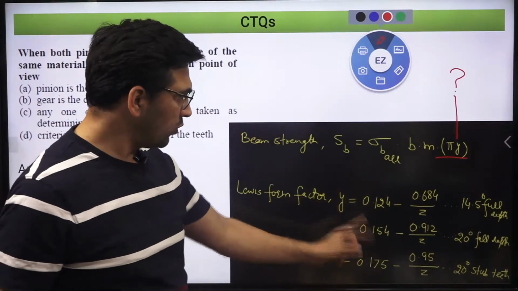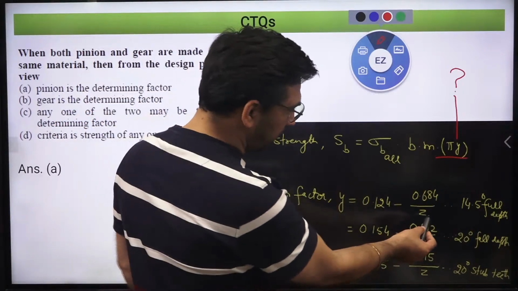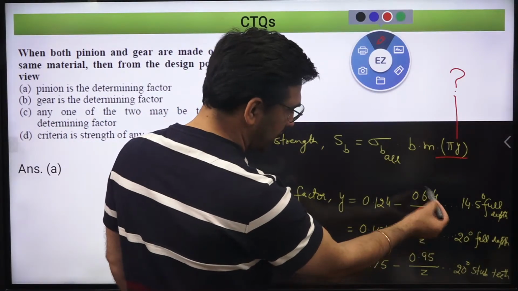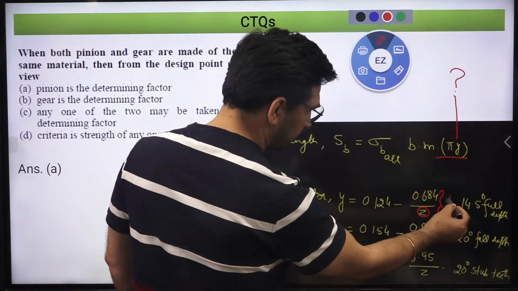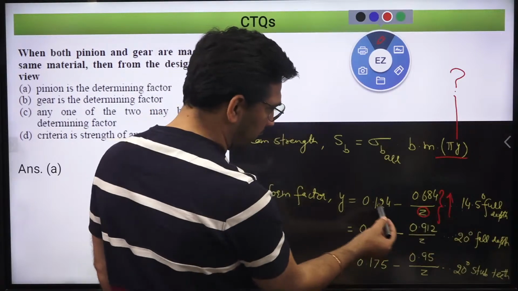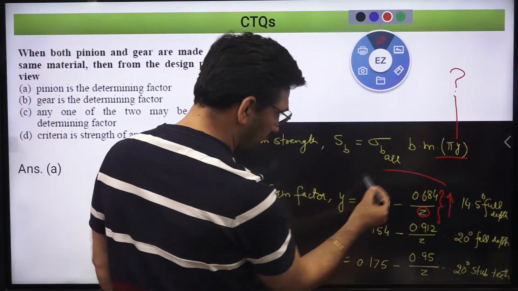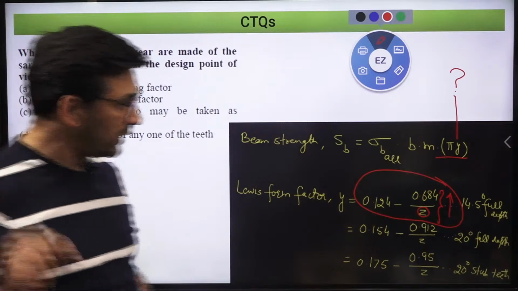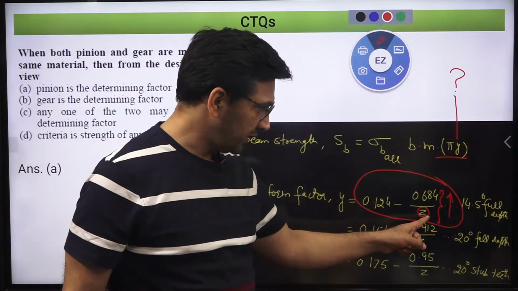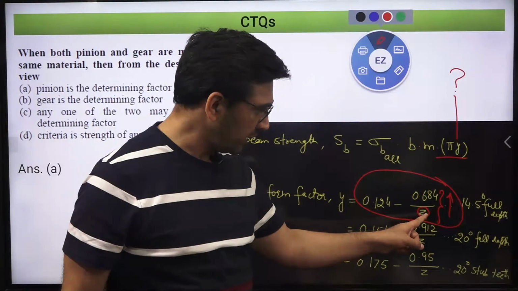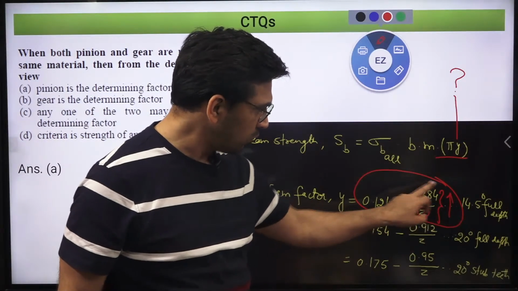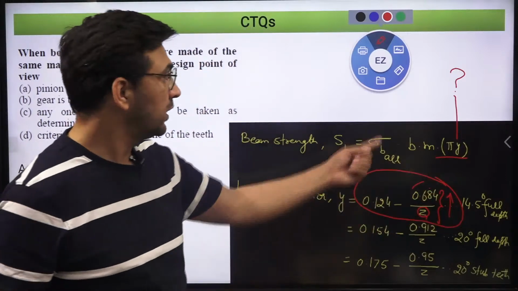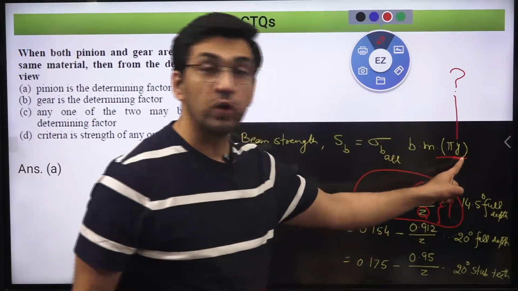Now, if you see over here, for the pinion, if you have a lesser number of teeth, then this value is going to be more. If this value is going to be more, then this value is going to be less. So in which case is it going to be? In case of pinion, because in case of pinion you are having a lesser number of teeth. It means if there are fewer teeth compared to the gear, then obviously this value is more. If this is more, then the Lewis form factor is going to be less. So for the pinion, the value of y is going to be less.